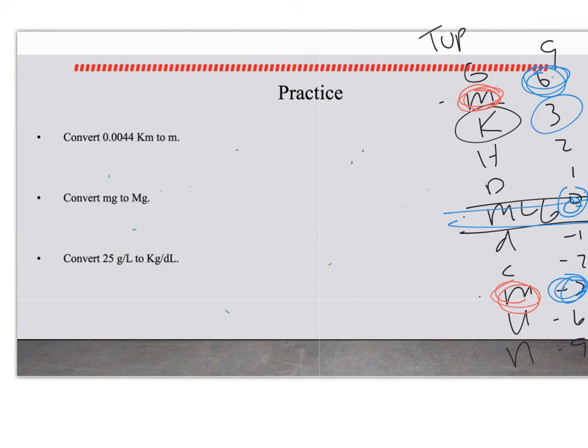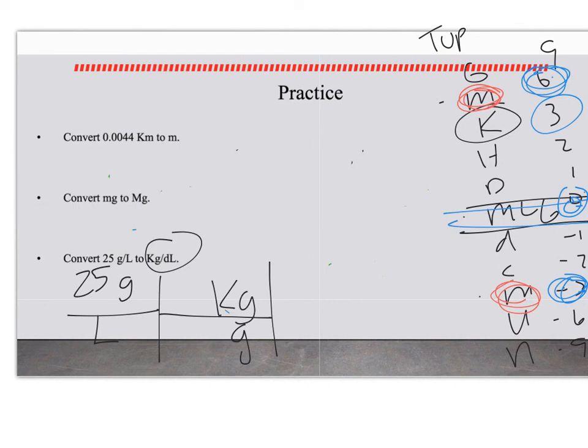Alright, so the third problem, convert 25 grams per liter, and you're converting that to kilograms per deciliter. Hey, don't forget that you can only convert between one type of measurement. So I'm going to go ahead and start with grams, and I'm going to convert to kilograms.